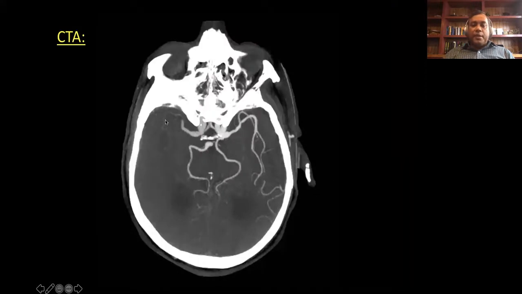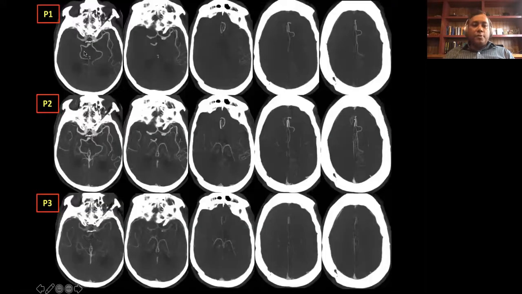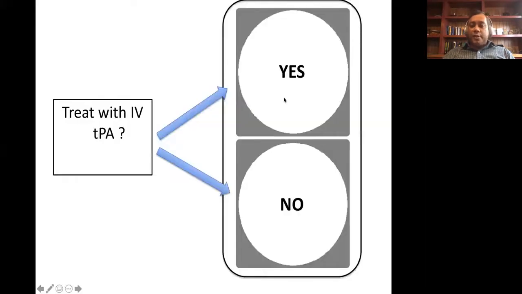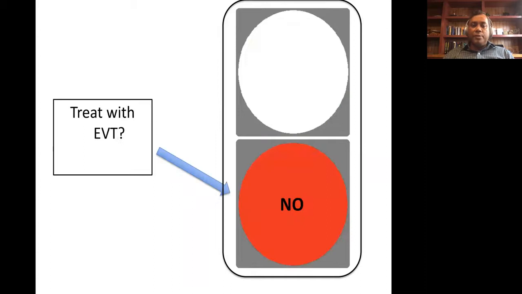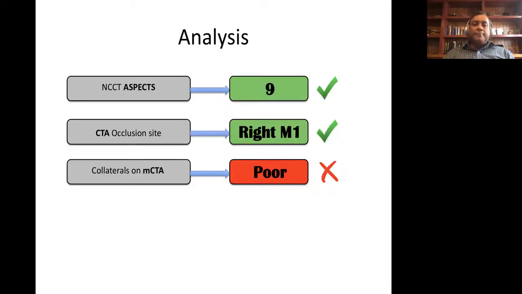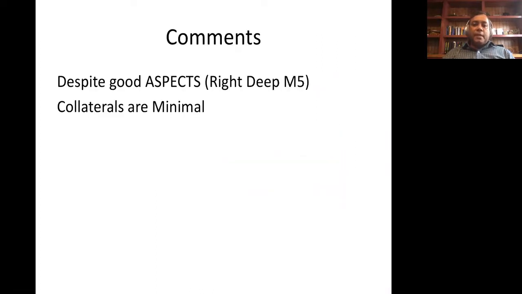Now, I pick up a mid to distal M1 occlusion, but I look at the collaterals in multiphase. Collaterals don't seem that good. Very few vessels, especially in the anterior region. So should I treat with IV TPA? Should I do endovascular therapy? Yes, the patient did come in within the time window. I would give TPA, but the endovascular has some concerns now because of poor collaterals, right? And so that's an issue.